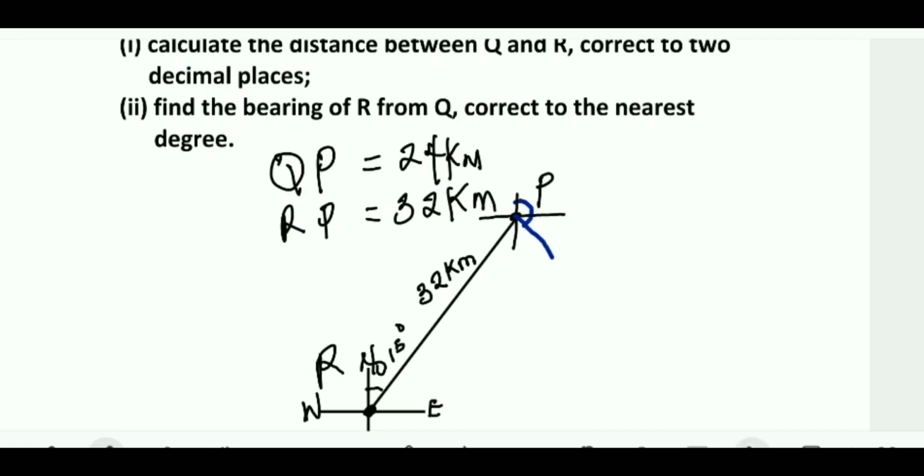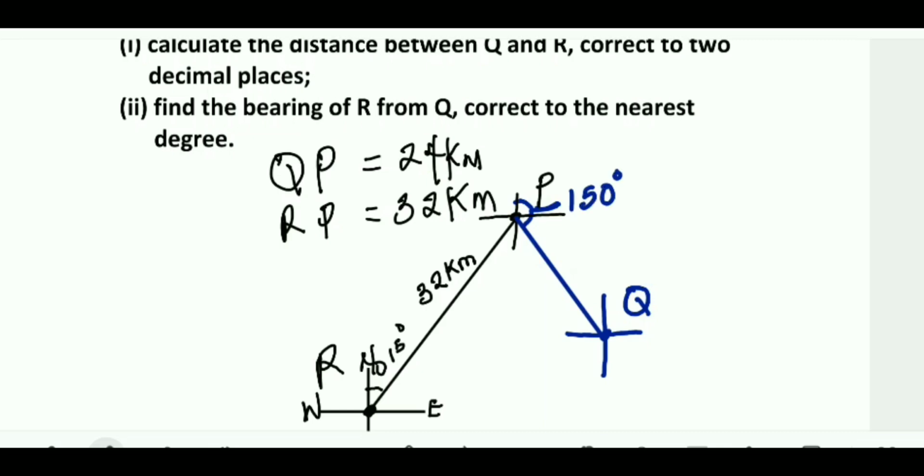And remember, we have been told that the distance QP is 24. So I'm just going to take this a little bit. That's where your discretion comes in. You ensure that the 24 kilometers is no longer than 32 kilometers, because if yours is longer, you begin to get wrong values. Alright, so I'm going to pick a point on this line and call that Q. This is my point Q. All of this is 150 degrees.